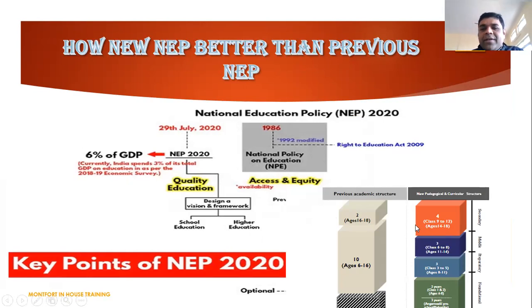Now see, the previous academic structure had no pre-primary, then from age 6 to 16, and from age 16 to 18. Now here we have 5 plus 3 plus 3 plus 4, which I already told. The 1986 policy gave only a right to education, that every child must get at least a minimum education, but it's time to enhance that. Now we will compete. We are in the mood to compete with the world. So they are giving other good things, coding, assessment, and all these things.